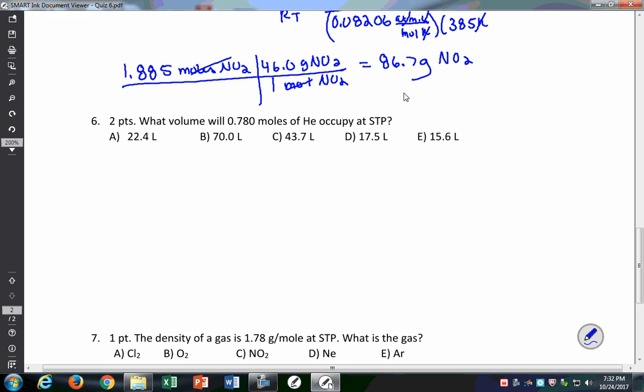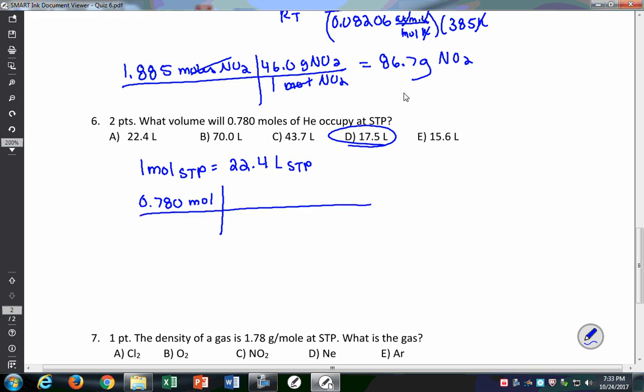What volume will 0.780 moles of helium occupy at standard temperature pressure? There's 2 ways you can actually figure this out and you'll get the answer of D both ways. One is just using the fact that 1 mole at standard temperature pressure is equal to 22.4 liters at STP. So we're given our moles. And we have this relationship because this is at standard temperature pressure. That gives us 17.5 liters.